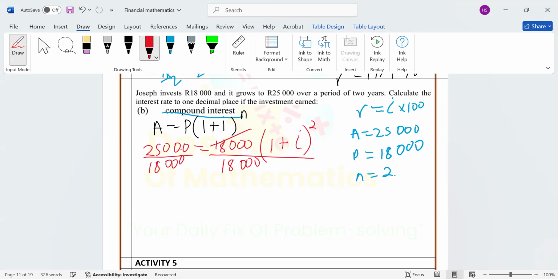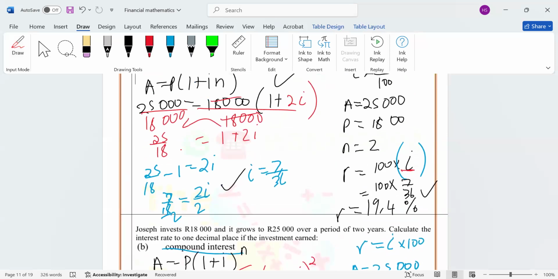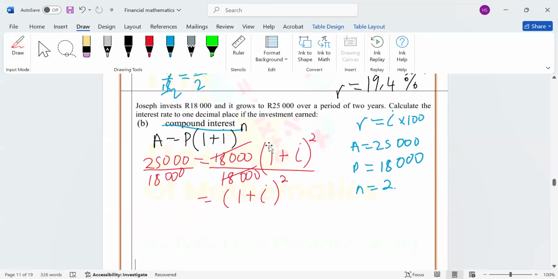By 18,000. 18,000, 18,000. Now, the difference between the simple interest and this one is that this one is a little bit tricky because it has 1 plus I to the power of 2. That power 2 didn't disappear, unlike the one that we had before. If we remember the simple interest, after the division, as soon as we divided, we were left with 1 plus 2i. Remember that? This one doesn't work that way because you still have to the power of 2. You still have to remove the power 2. You see this power 2 here? It's still there. We haven't removed it. So we still have to remove it.